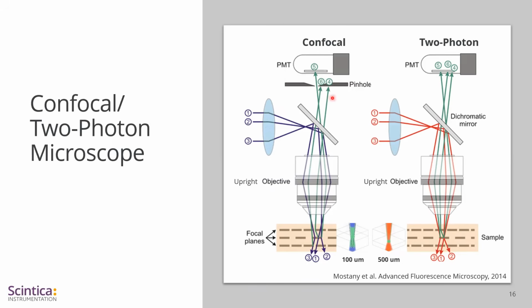This way, only unscattered photons coming from the focal plane are able to pass through the pinhole and reach the detector, contributing to the overall signal. This inefficiency demands a high laser power for imaging, though, which could create unwanted photo damage, such as photobleaching and phototoxicity, and limits imaging depth to a maximum of 100 microns.